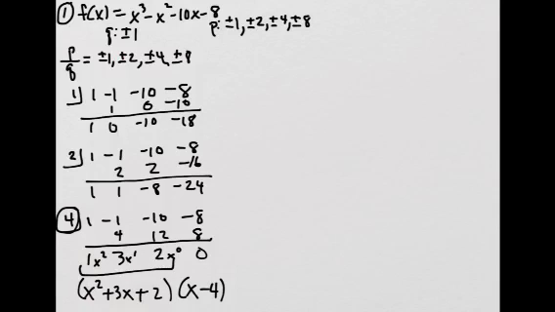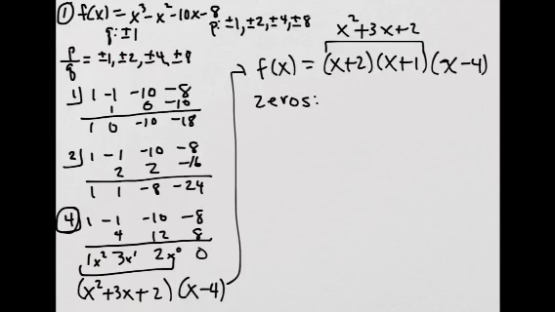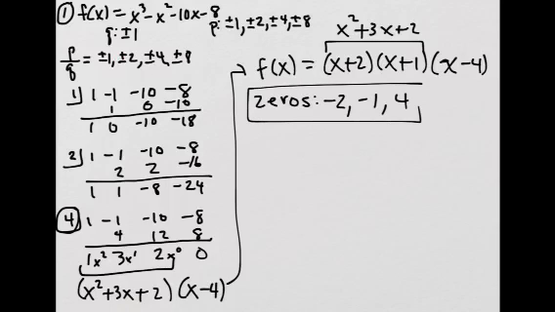And so factors of 2 that add up to 3 are 2 and 1. So I can factor, I'm going to write it up here, I can factor f of x as x plus 2 times x plus 1, and then just don't forget to copy the x minus 4. So these 2 factors here are the ones we get from x squared plus 3x plus 2. So the zeros are negative 2, negative 1, and 4. So these are the zeros of the polynomial.